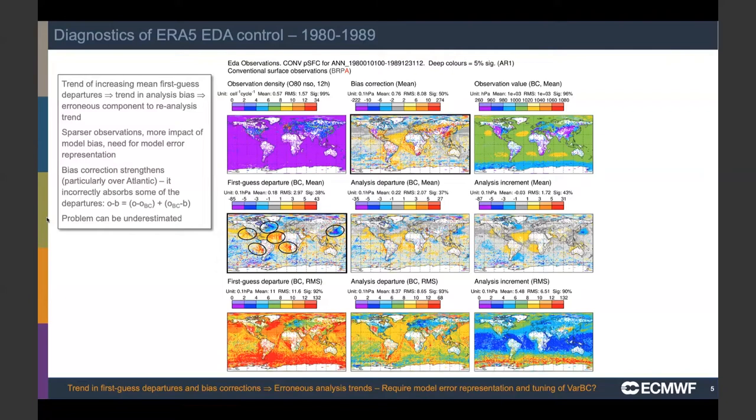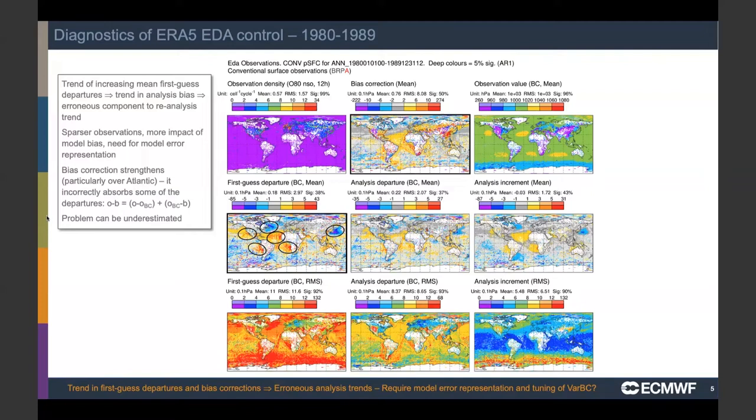So that's looking basically at the sort of deterministic system, and the idea that reanalysis could benefit from having a model error representation and perhaps some tuning of the observation bias correction.